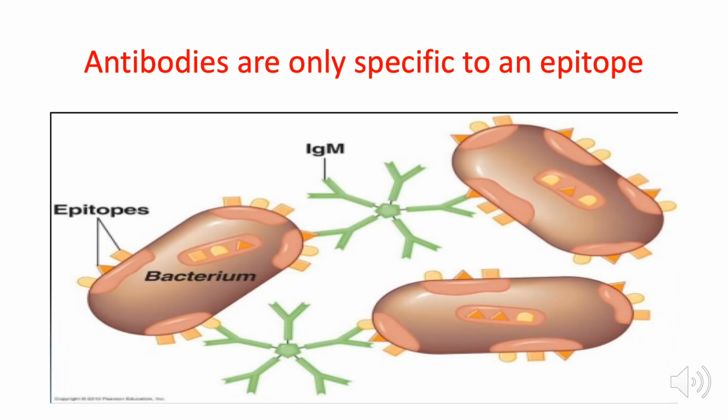And the antibodies you generate against the bacterium will always be specific to the epitope that induced their production. So in the picture, the triangular shaped epitopes are the ones specific to the IgM because they are the ones that induce the production of IgM. But expect that the other epitopes in the picture will also have their own corresponding antibodies.